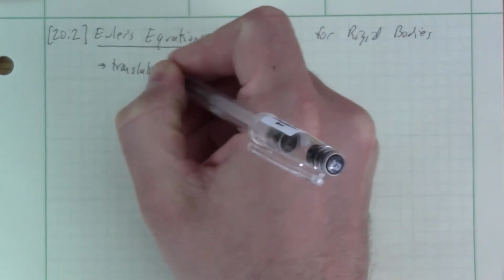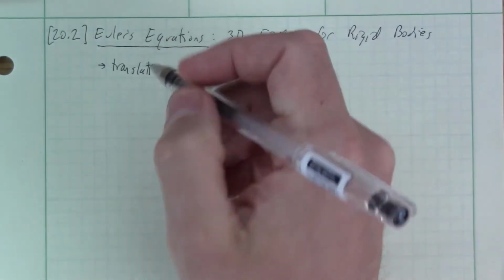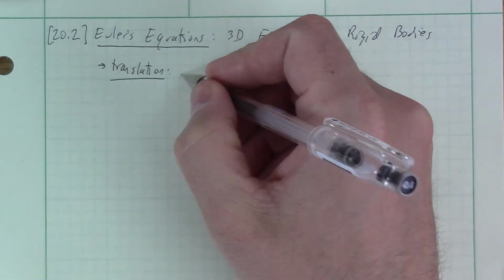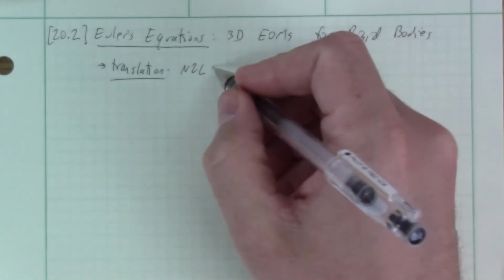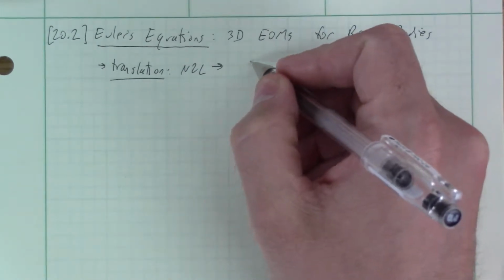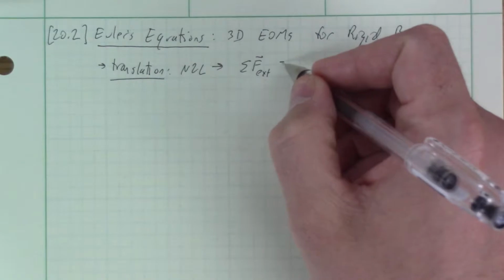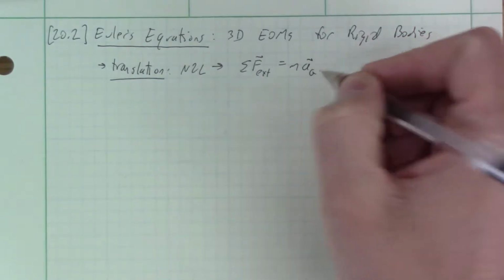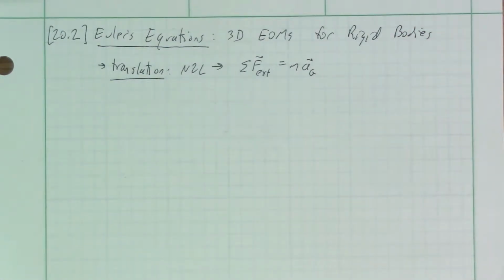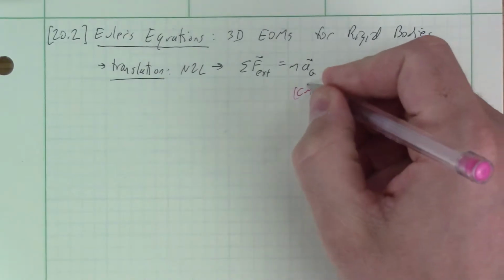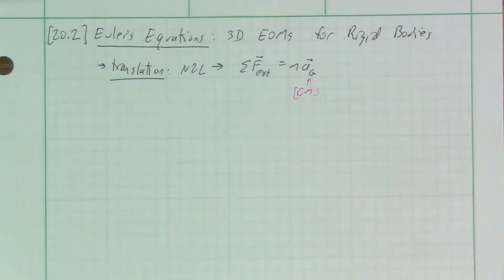So in terms of the 3-dimensional equations of motion, the translation component is just Newton's second law, and is the trivial extension of our study of particles, so particle dynamics. The only thing we need to be careful with is that this acceleration here is for the center of mass. Okay.